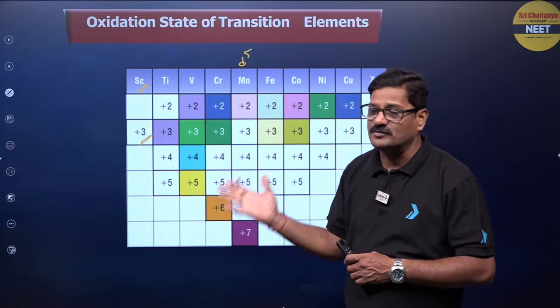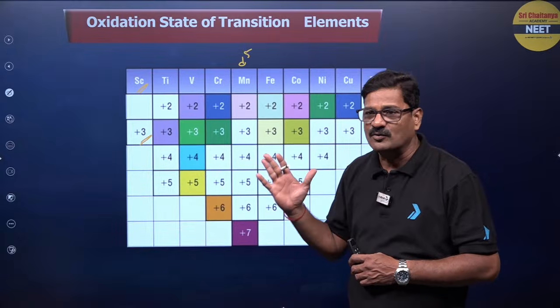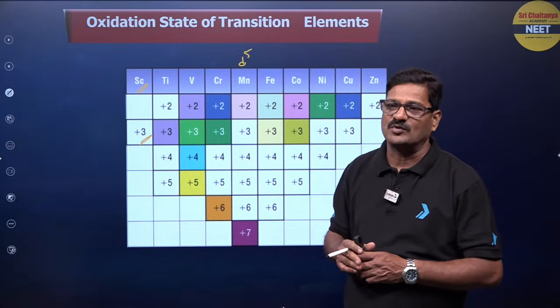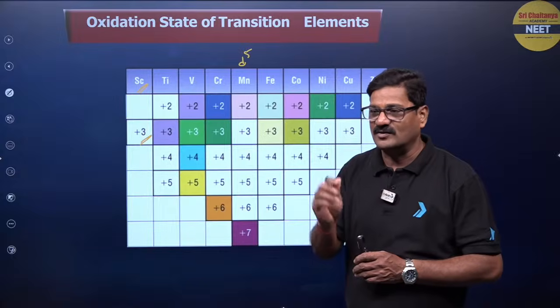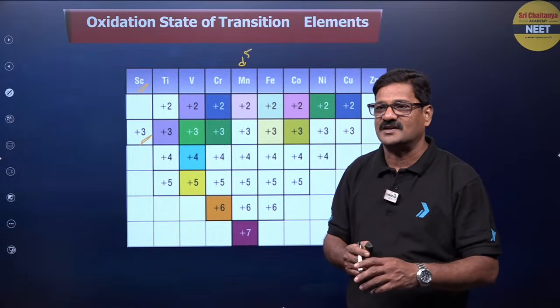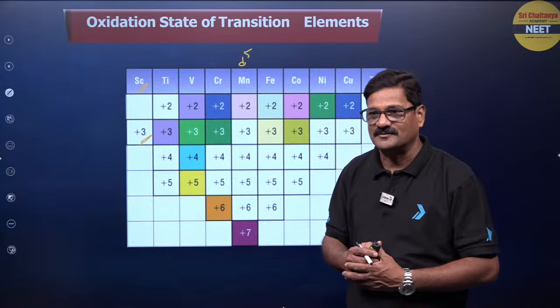So many outcomes you can observe based on this table. Don't memorize it by heart. Write the electronic configuration, you will understand which oxidation state occurs and how. Fine.